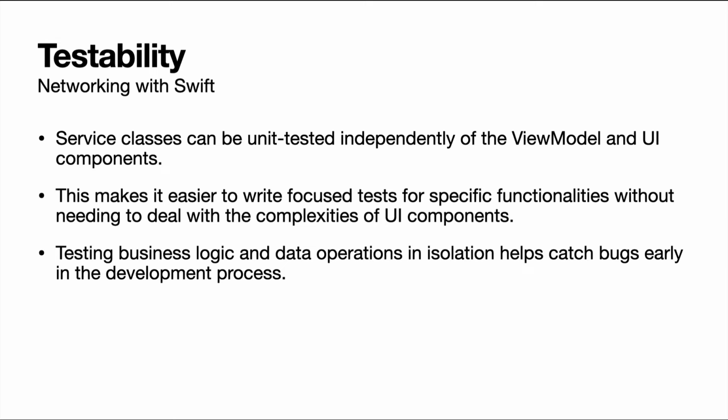So next up, guys, we have testability. And testing is an extremely important component of software engineering. You want to write code that is easy to test, and code that is easy to test is oftentimes also well-written code. And testability is important because we want to make sure everything works, especially when we make changes to it and stuff, right? So service classes can be unit tested independently of the view model and UI components.